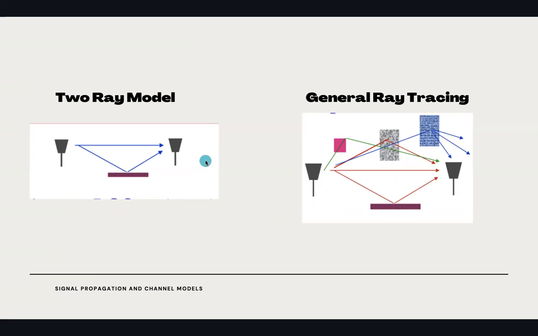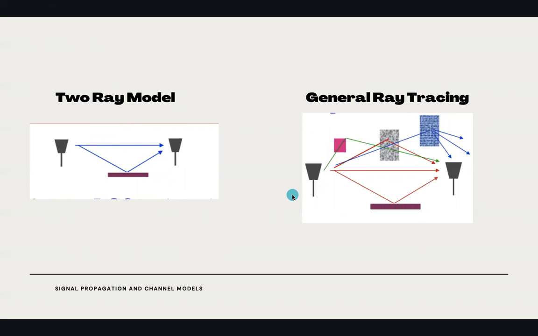In the two-ray model, the receiver receives two types of signals, LOS and non-LOS. Non-LOS signal comes from reflection or refraction. In this model, the power fall-off is proportional to distance squared and distance to the power of 4. And it is independent of the wavelength, unlike the previous model.